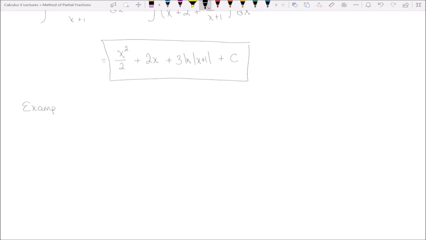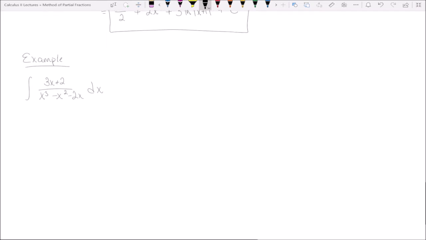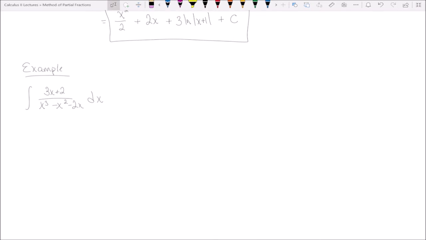For our next example, let's look at the antiderivative of 3x plus 2 over x cubed minus x squared minus 2x. Now this is already proper, so there's nothing else to be done. Now let's do partial fraction decomposition. The first thing that we want to do is completely factor the denominator, where we can factor out an x.